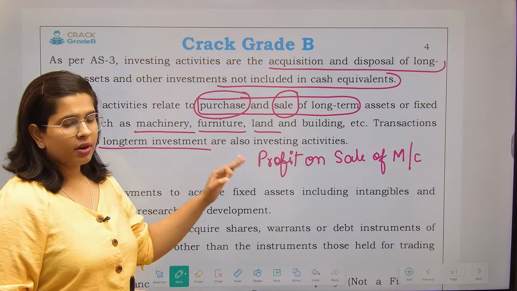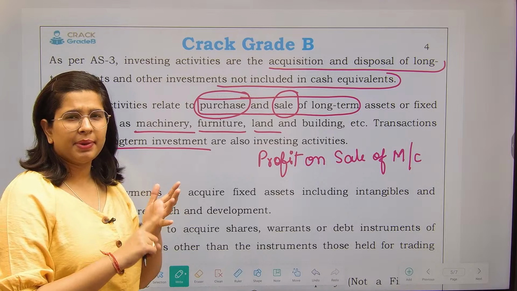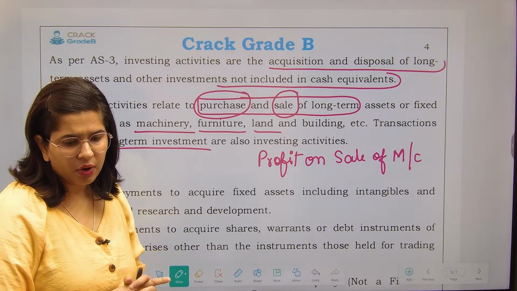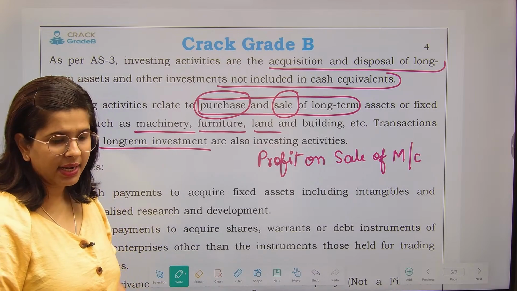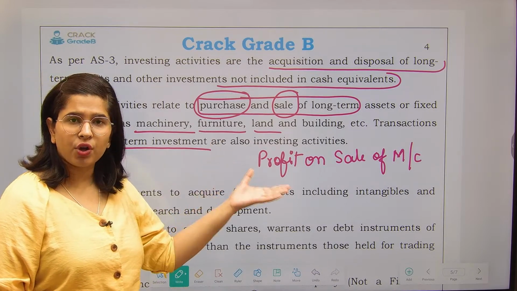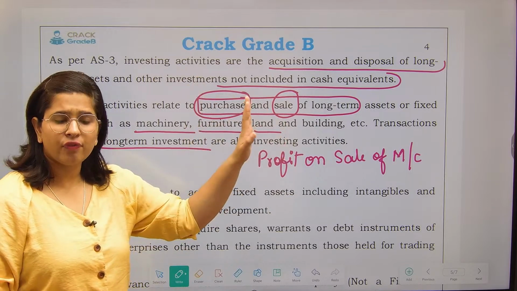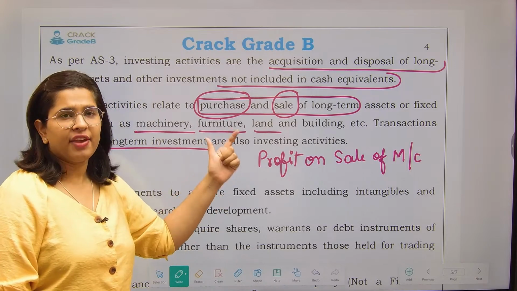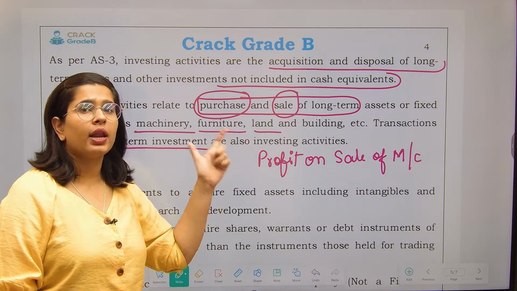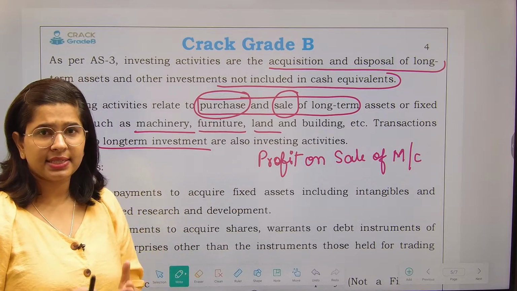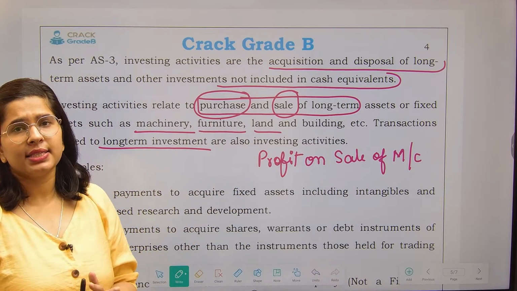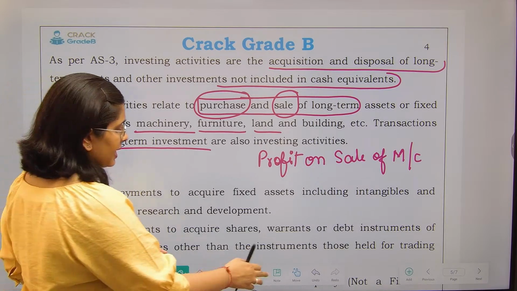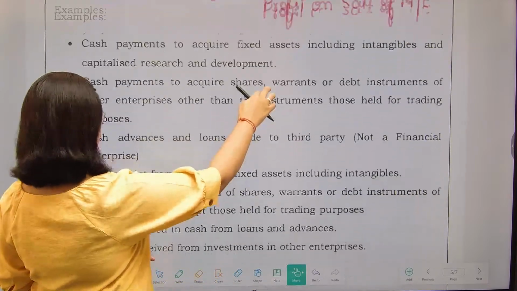If I have earned profit, let's say on machinery, building, investments, any kind of asset, good, it is investing activity, right? Because purchase and sale of long-term assets is included in investing activity. Therefore, if any profit or loss you are incurring on such purchase and sale, that will be considered as an investing activity also. Now see the examples of investing activity.